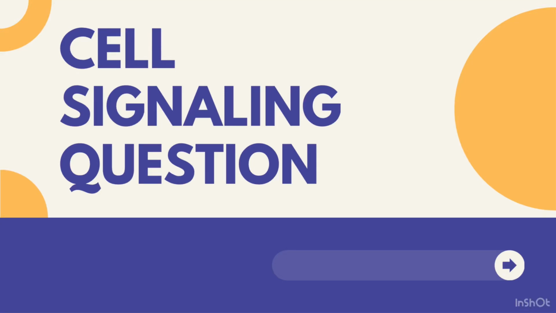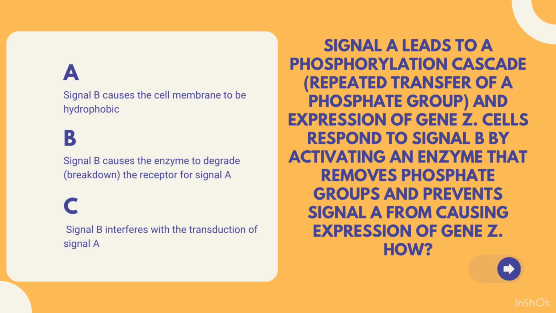Today we're going to be looking at another cell signaling question. So let's look at this question. Signal A leads to a phosphorylation cascade in expression of gene Z. Cells respond to signal B by activating an enzyme that removes phosphate groups and prevents signal A from causing expression of gene Z. How? I'm going to give you guys a second to pause the video and review the question and try to answer this on your own.